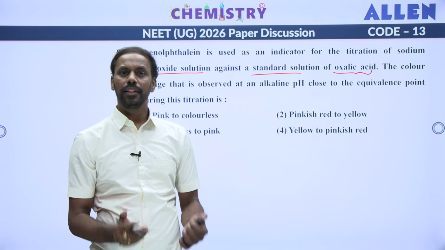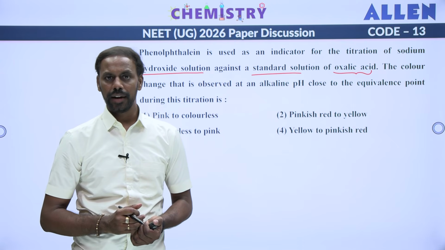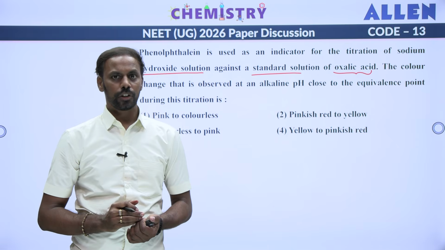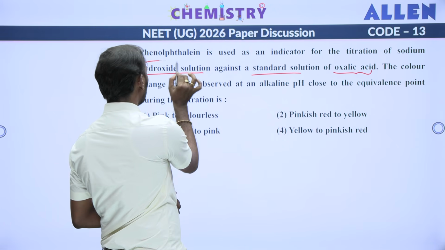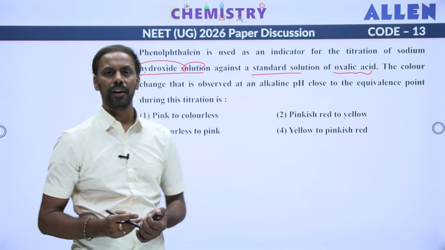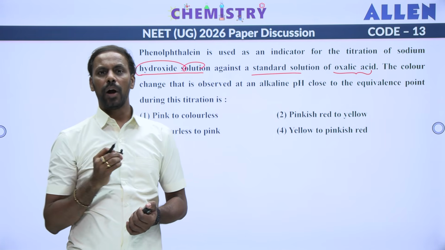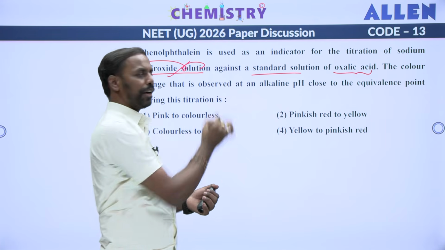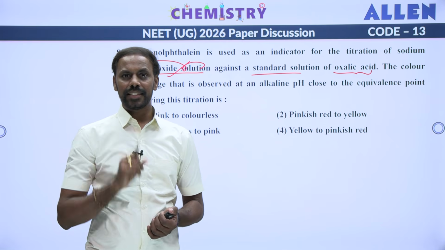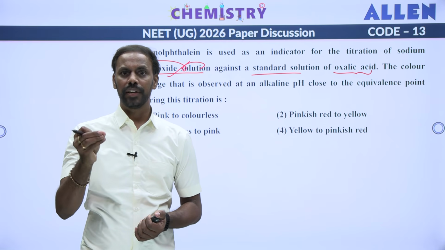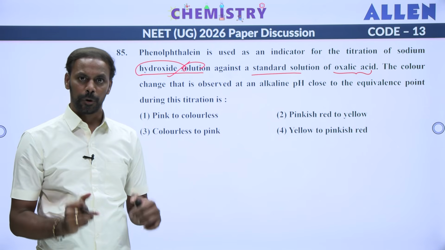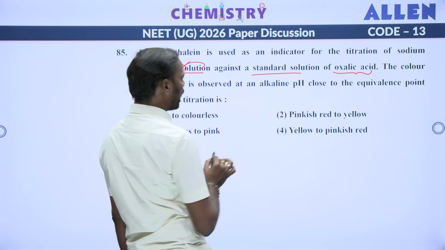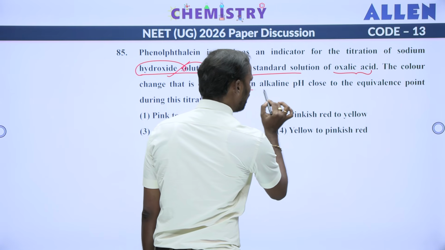Oxalic acid, in the beginning I am taking in the beaker. So this is the acid. After that it is titration with sodium hydroxide solution. That means from the burette I am going to add sodium hydroxide. But initially only acid was there, so it was showing colorless.